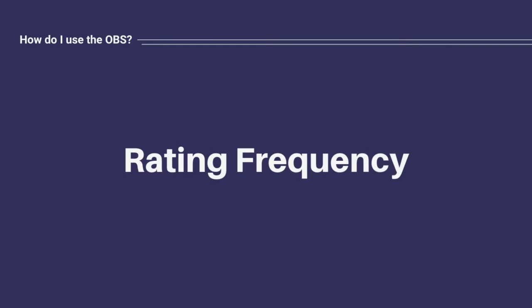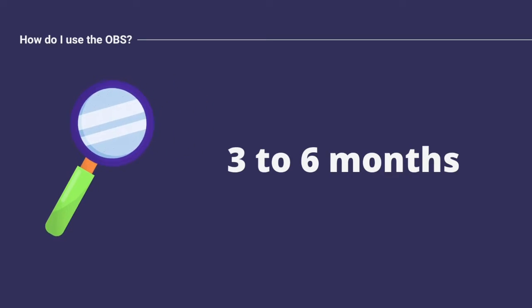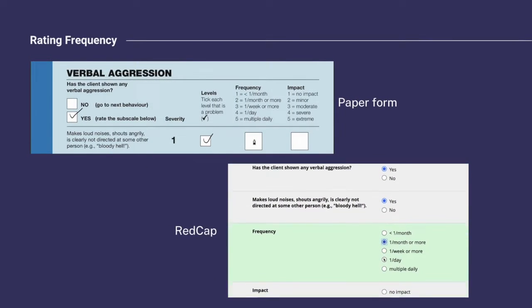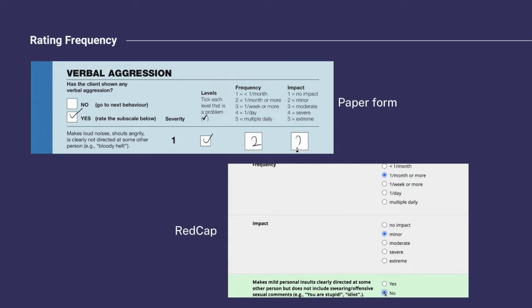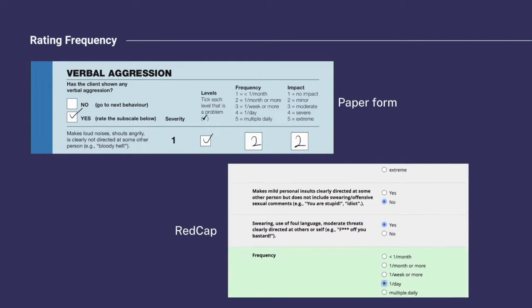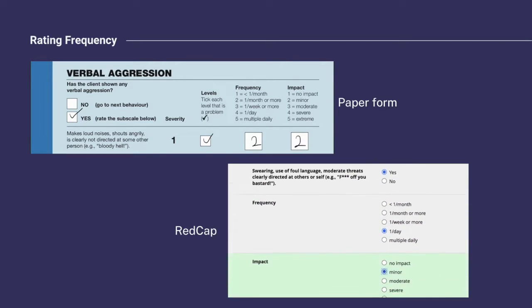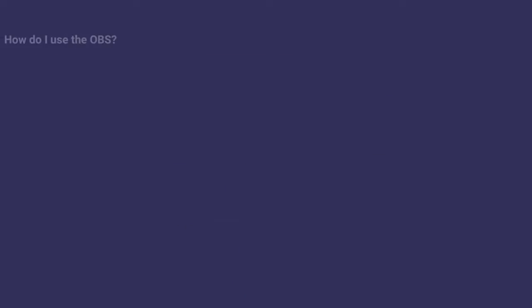Rating frequency should be relatively straightforward. Remember to rate only the behaviors you have observed in the past 3 to 6 months or 3 months after the education program. On the paper form, rate how frequently the behavior occurs using a number from 1 to 5. The definitions are listed on the form itself. 1 means less than once a month, 2, once a month or more, 3, once a week or more, 4, once a day, 5, multiple times each day. On REDCap, simply choose the most appropriate response.